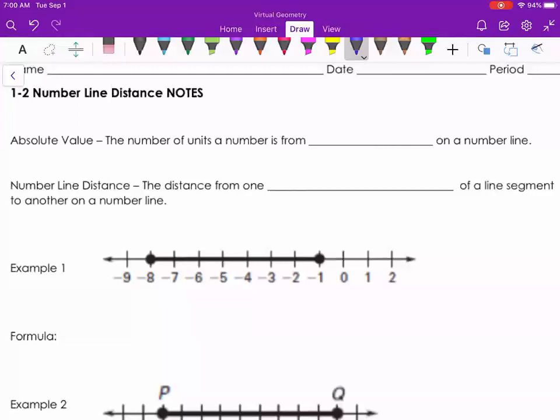absolute value is the number of units a number is away from 0 on the number line. So you need to figure out how many units away from 0 is the number you're working with. That's specifically what absolute value wants to know. Now, when we bring in a segment on a number line, we're going to be using the idea of absolute value when we look at the formula to help us out with that. I'm going to show you two ways that you can get the distance of a line segment when it's on a number line. So let's look at our first one.